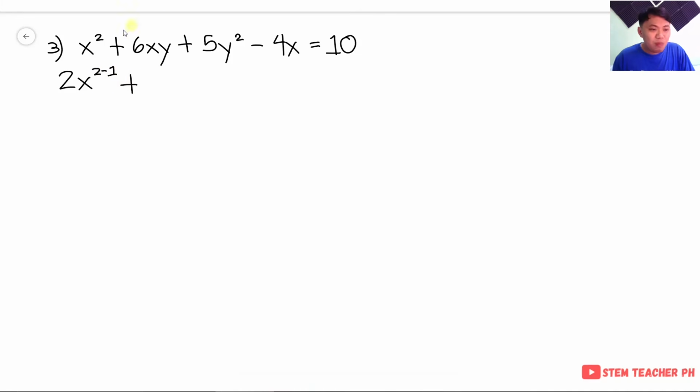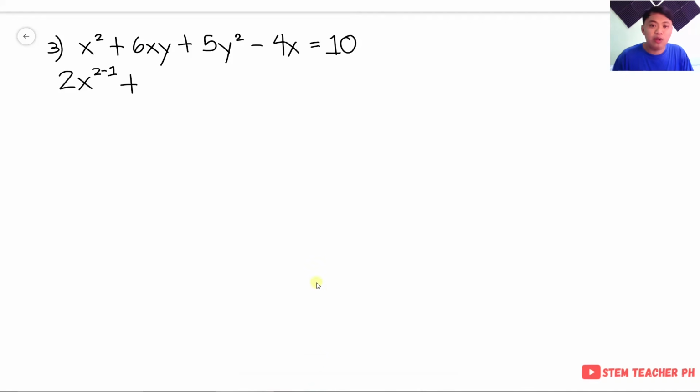Plus, eto yung medyo may problema tayo kasi we have plus 6xy. Meron tayong products ng x and then y. Kaya ang gagawin natin para makuha natin to, we will be using product rule of differentiation. So how do we do product rule?